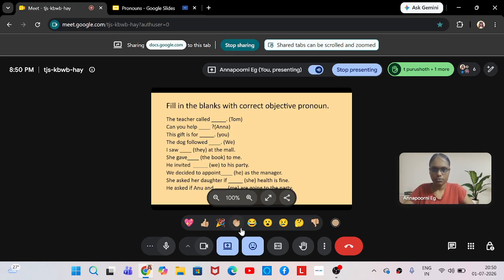She gave the book to me. She gave the book. You can use what pronoun? She gave it to me. It's a book thing. So, she gave it to me. Good. Shabna, you can try the next one.